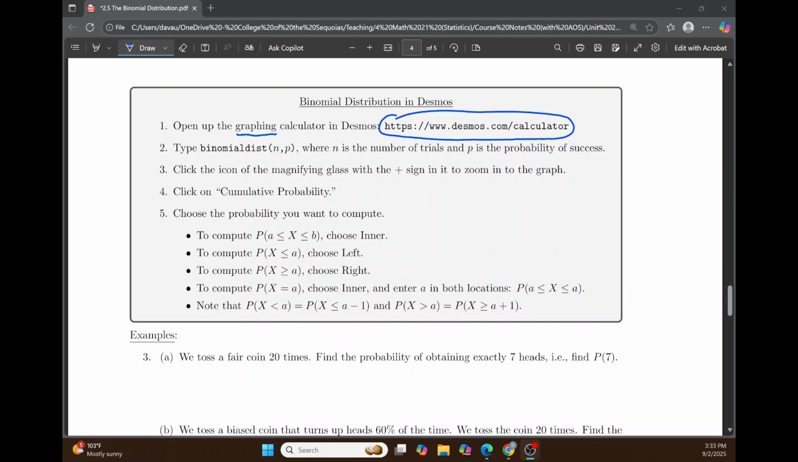We're going to type binomial dist into the Desmos calculator, and once we do that, we'll be able to enter the number of trials n and the probability of success p, and then we can start to calculate some probabilities. To do so, we have to click on cumulative probability, and then choose the type of probability that we want to compute. I'll take you through all this in a second. It'll be easier to do this if we look at some examples.